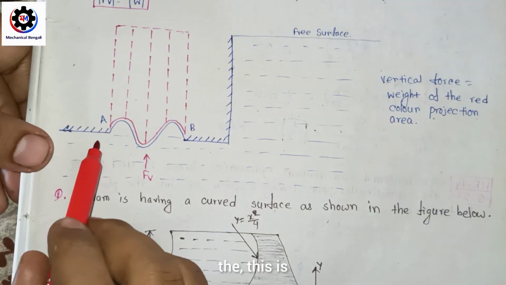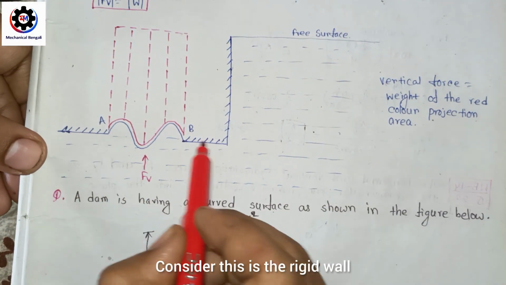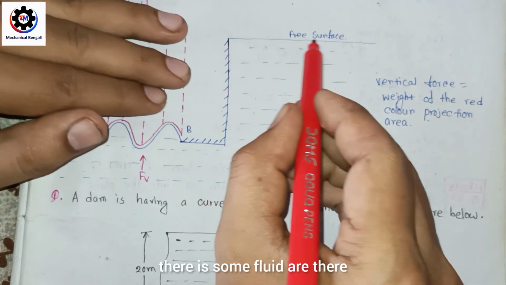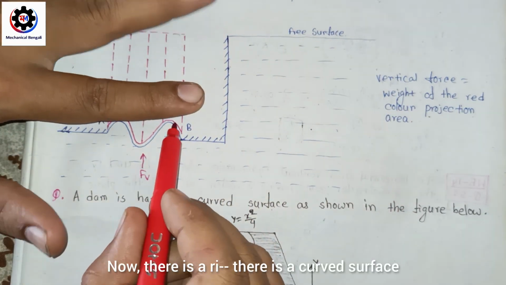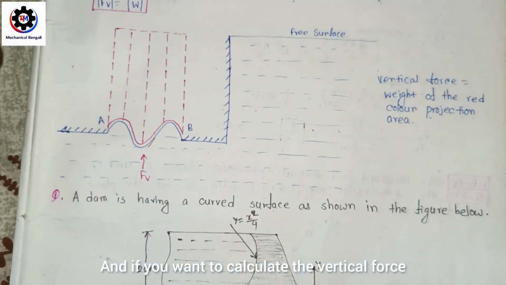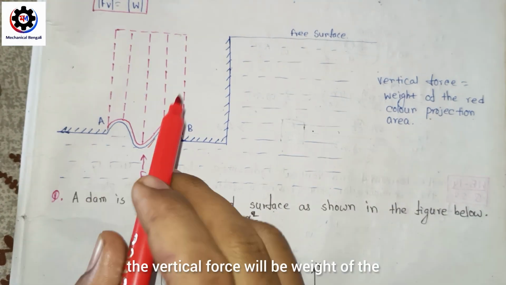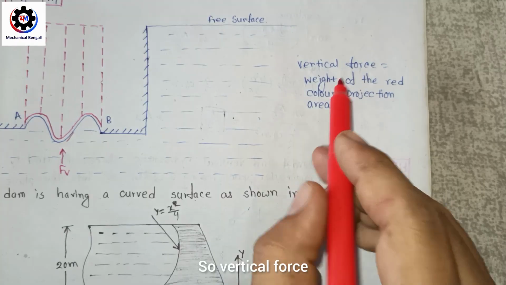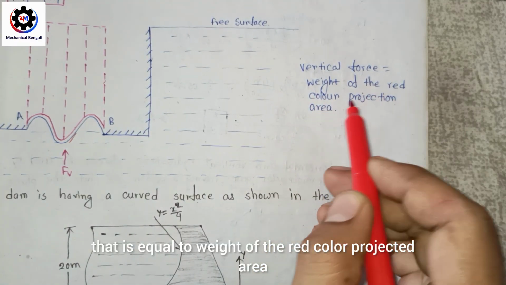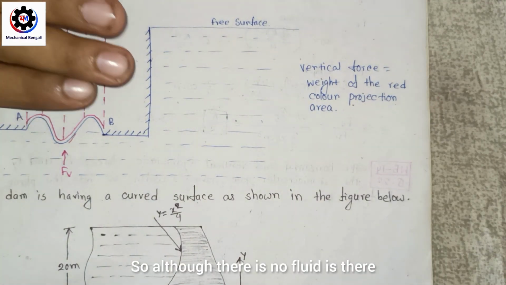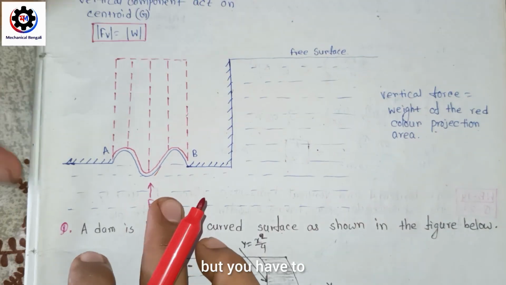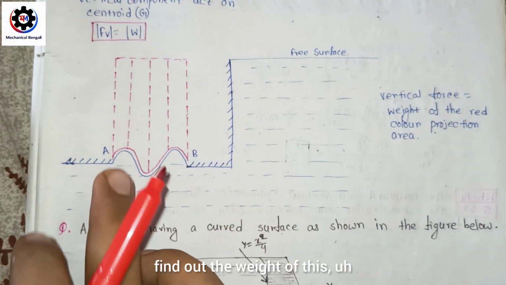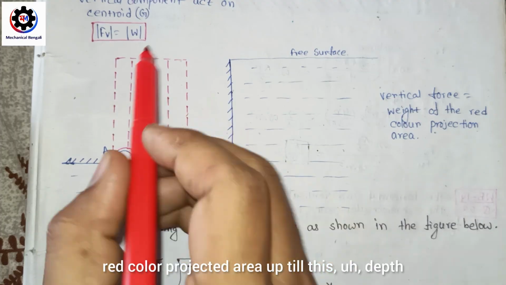Okay, so consider this is a rigid wall, and this is a rigid wall, and there is no fluid here, and here this is also a rigid wall, and up to that there is some fluid. Now there is a curved surface, and if you want to calculate the vertical force, it will be the weight of the red color projected area. So vertical force is equal to the weight of the red color projected area. Although there is no fluid there, you have to take the weight of the red color projected area. So you have to find the weight of this red color projected area up to this depth.